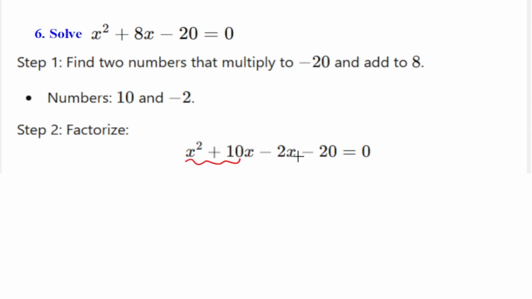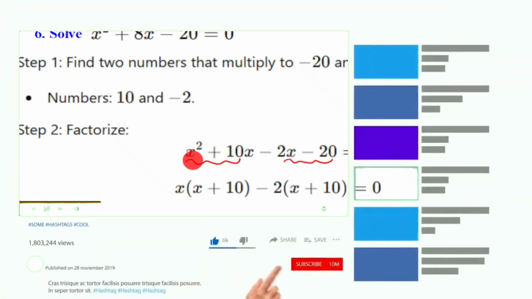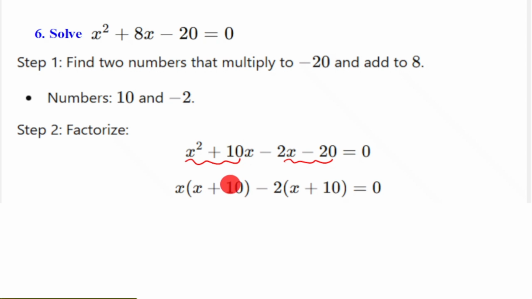Then group these terms and take out the common factors. The common factor for these two is x. So what is left here? x. And what is left here? 10. And the common factor for these two terms is minus 2. And when we take out minus 2, what is left here? x. What is left here? 10. Again, when we take out x plus 10 as a common factor, what is left here? x. And here, minus 2.